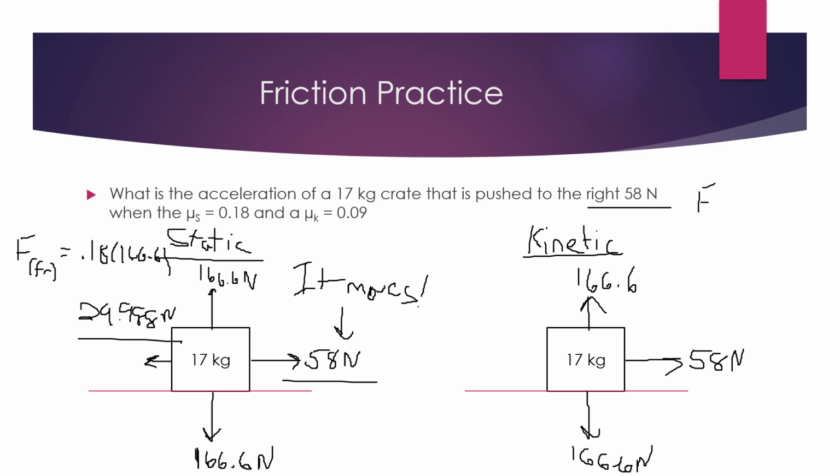So we're going to do the force of friction is going to be the mu F of n. So the force of friction would be 0.09 times 166.6. Sorry, I need to get that together. All right, 0.09 times 166.6. So I'm getting 14.994. Awesome. So I'm getting that the friction here is 14.994.